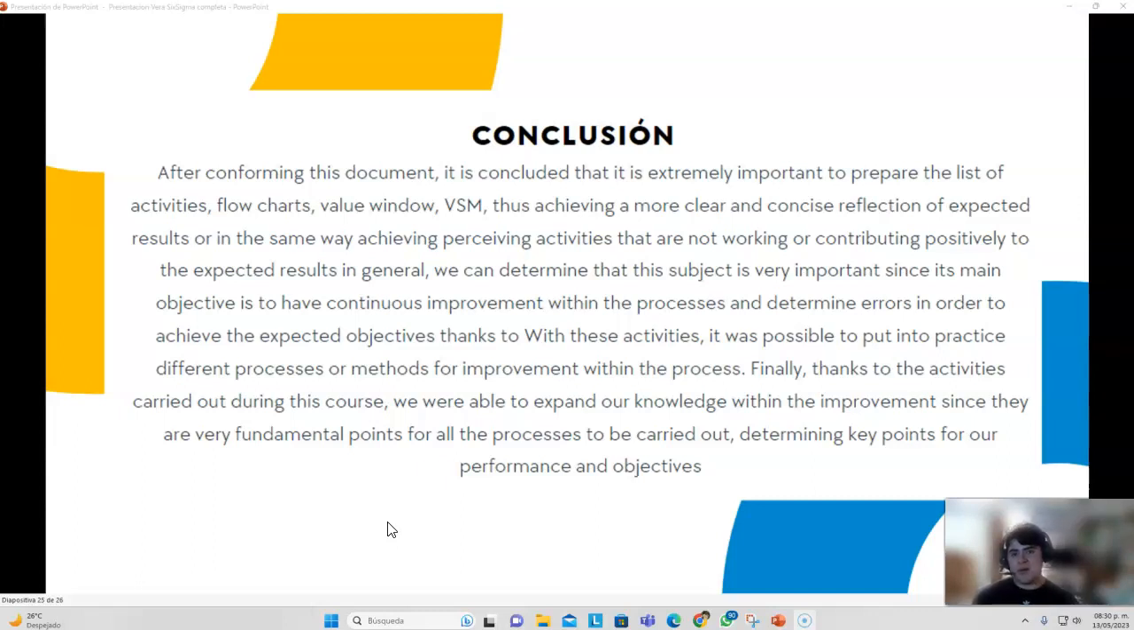The most important thing is to sell at the end of the day, but quality is always one of the most important things. So by achieving a clearer, constant reflection of expected results, and by perceiving activities that are not working or contributing positively to expected results, we can determine that this subject is very important, since its main objective is to have continuous improvement within the process and to determine errors in order to achieve the expected objectives.